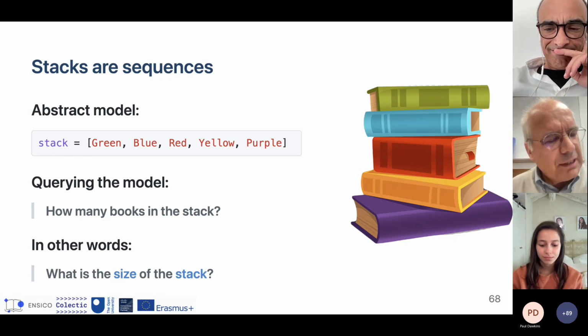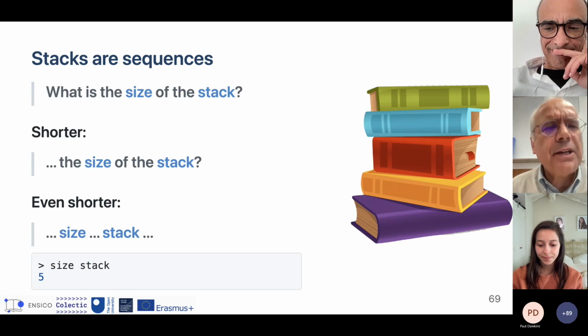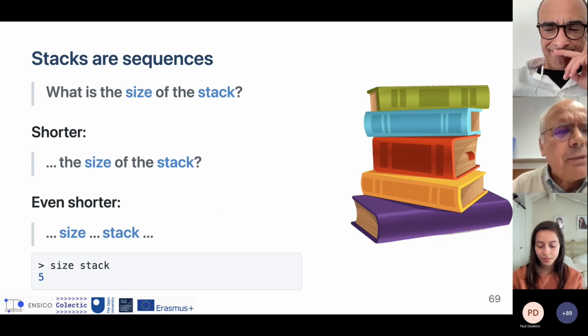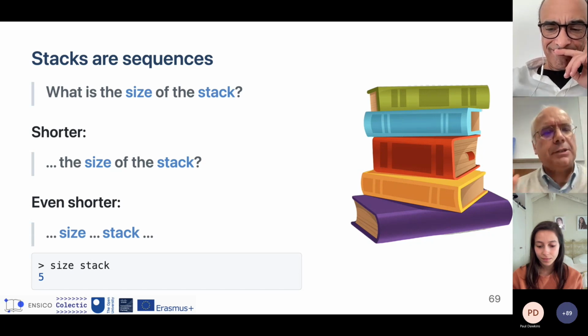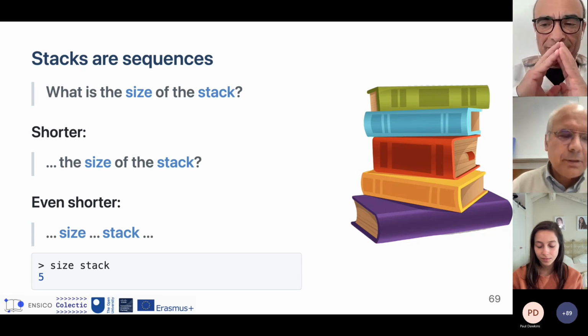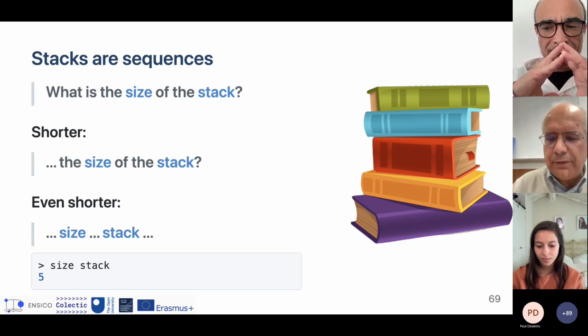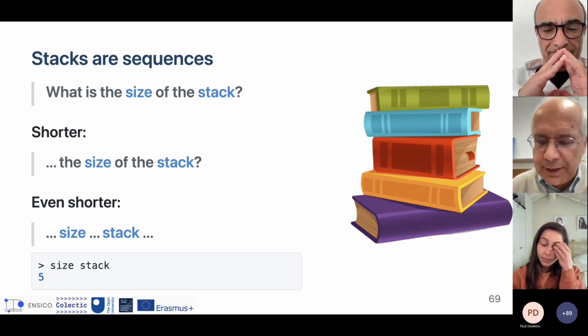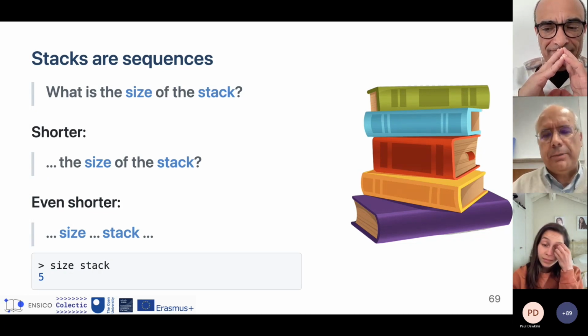Let us ask the same in other words. What is the size of the stack? We perhaps don't need the definite articles and the verb. The size of the stack. This is what matters in this query. Even shorter: size stack. This is code. If you have this stack, and if you write size of stack, so you are observing the stack, you have the number 5, which is the number of elements of the stack.